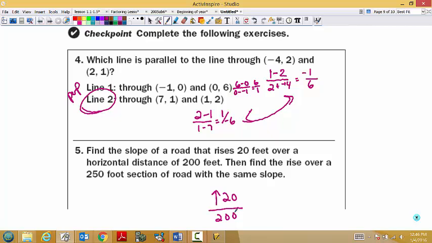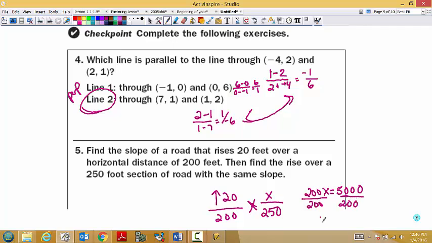Find the slope of a road that rises 20 feet, rises 20 over 200. So 20 over 200, then find the rise over a 250 foot section of road. So find the rise. You're going to set up a proportion, just like that, and cross multiply. So 200x equals 20 times 250. If I had 20 quarters, I'd have $5. So 5,000. And then divide by 200.